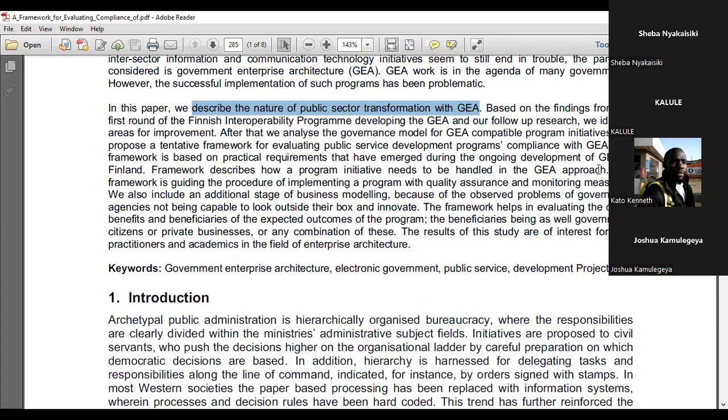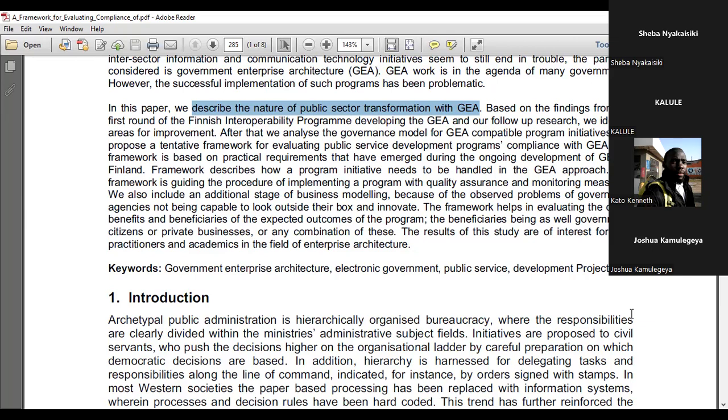So at the end of it, they propose a framework. They describe, they point out areas which need to be improved, and then they propose a framework. So this is essentially one thing I can already tell: it's a research that is design oriented. Two, it is more or less qualitative in nature, because it is exploring and describing.